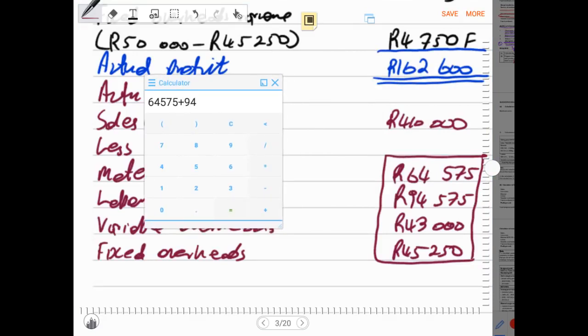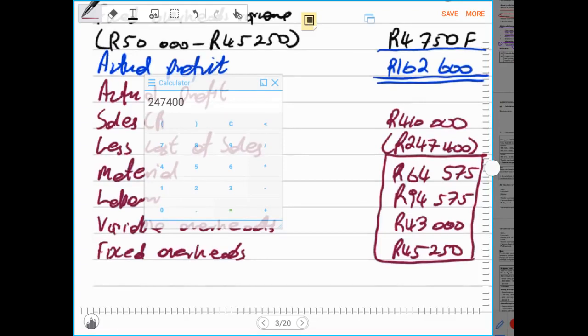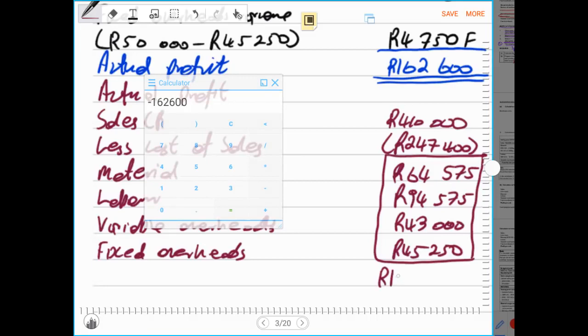94,575 plus 43,000 plus 45,250. This gives me a total of 247,400. I hope that is correct. I try to be as accurate as possible. Minus 410,000. If we minus 410,000, we get 262,600. This is our actual profit.